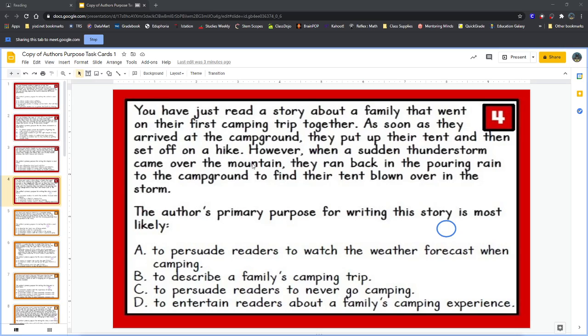Who can tell me with this story here, what do you think they're trying to do? Are they giving us details and facts? Are they trying to change our minds about something? Or are they trying to make us feel something? Violet, what do you think? What would you say?